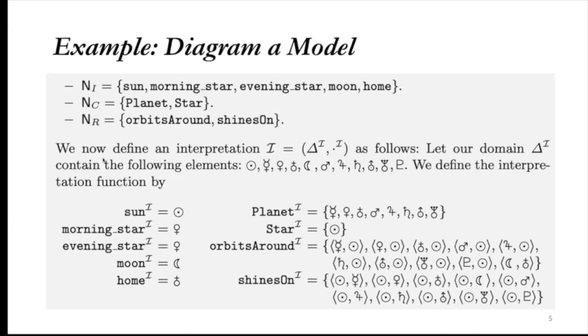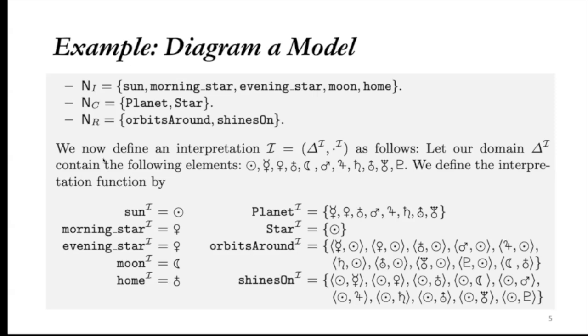And then you have all these names listed out, they're pointing to these things in the world. And you also have the set of planets, the set of stars, the set of pairs of things that orbit around other things, and the set of things that shine on other things under this function.